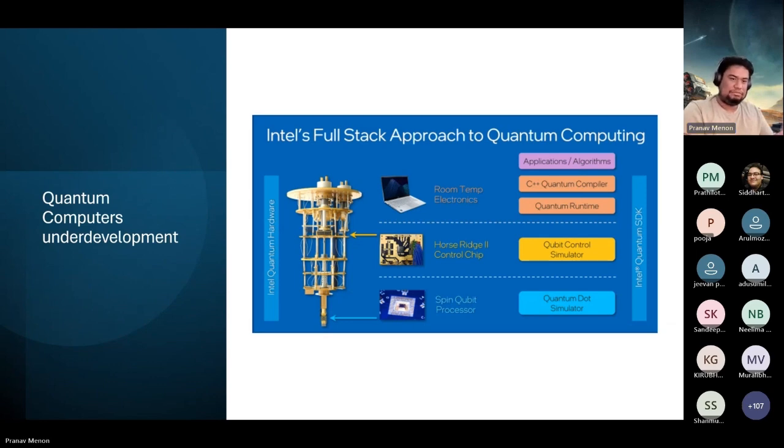So this is an example of an Intel quantum hardware. Like I said earlier, these machines are in lab setups, and we only get a simulator.